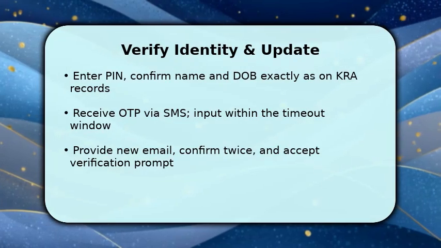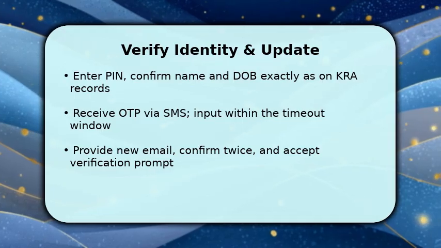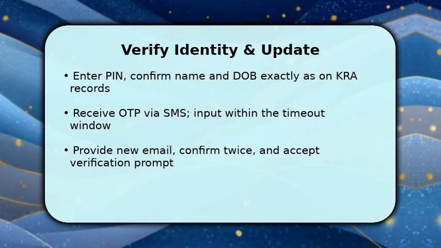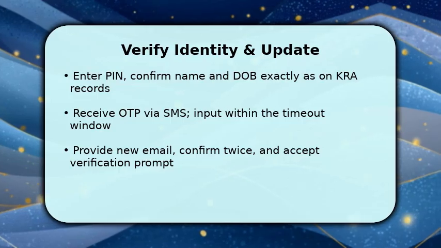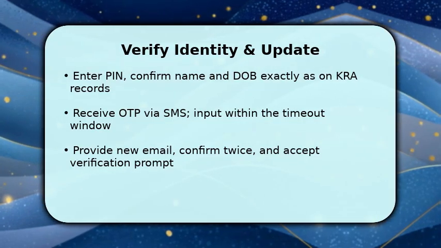Once done with the initial lookup, you verify identity by entering your KRA PIN, name, and date of birth exactly as on record. Small mismatches block progress. Next, request the OTP sent to the registered phone. Enter it promptly because the code times out.